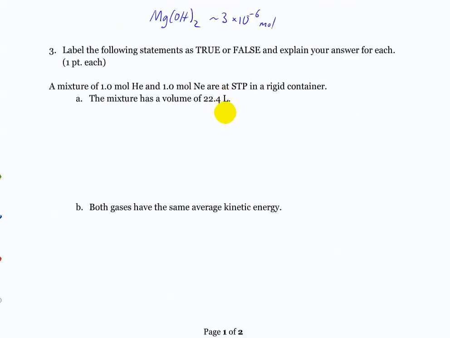Okay, this one was widely missed as well, I think because of this first one that I asked. True or false, a mixture of these gases at STP has a volume of 22.4 liters. False. Why is it false? Because there's 2 moles of it. Right. So why didn't you guys get that Monday night? A lot of people put true. So this is false, right? Yeah, the volume is 44.8 liters because it's 2 moles.